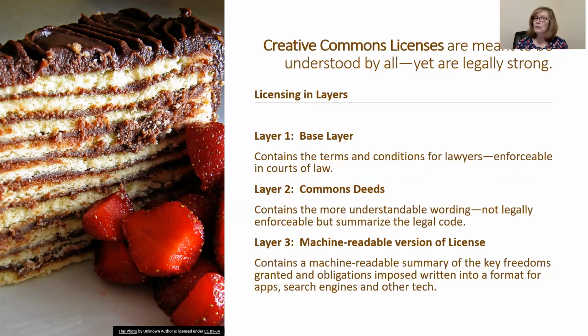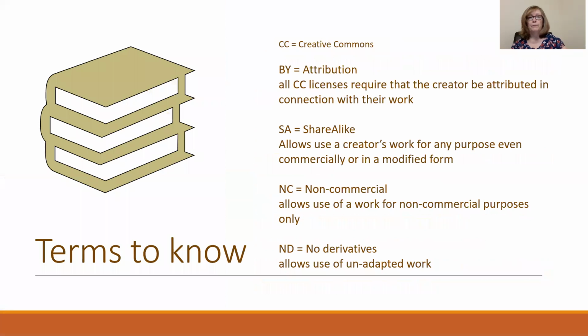Layer 3 is the machine readable version of a Creative Commons license. It contains the summary of the key freedoms that are granted and the obligations imposed, written into a format that is for machines to read, machine readable for applications and search engines and other technological sources to look at.